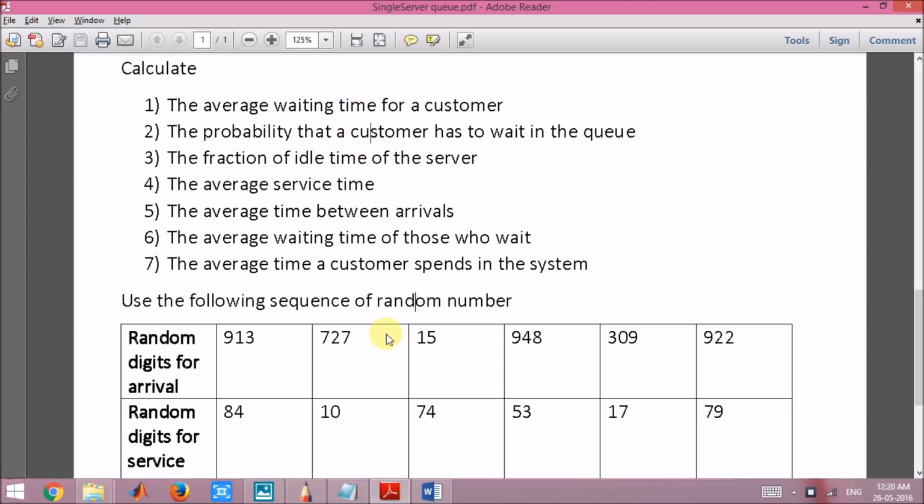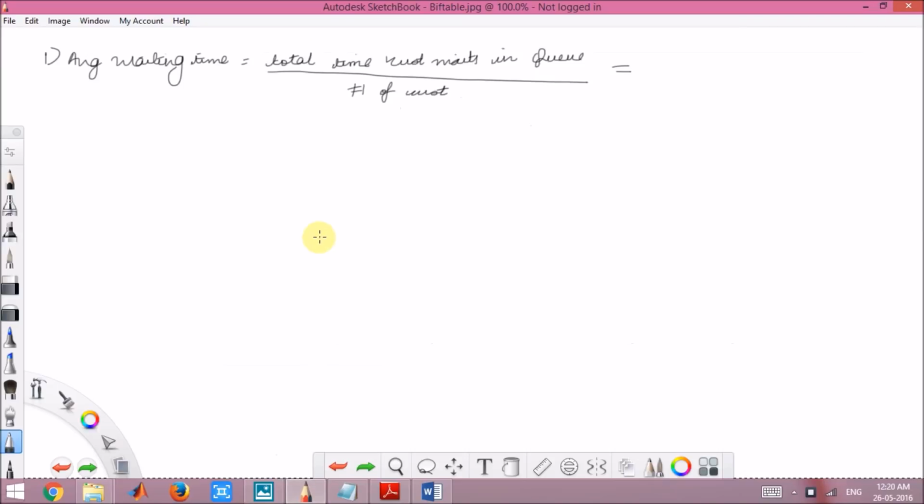So the first thing is finding the average waiting time for a customer. We know the average waiting time is the total time the customers wait in the queue divided by the total number of customers. The total time customers wait in the queue is 3, divided by the total number of customers, 6. So that gives me 3 by 6, that is 0.5 minutes.